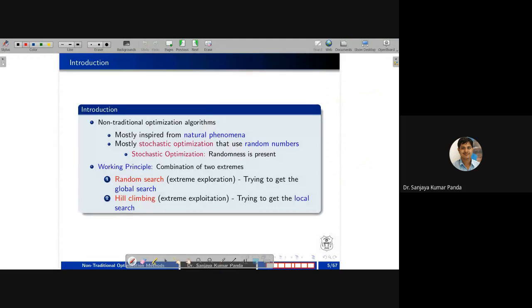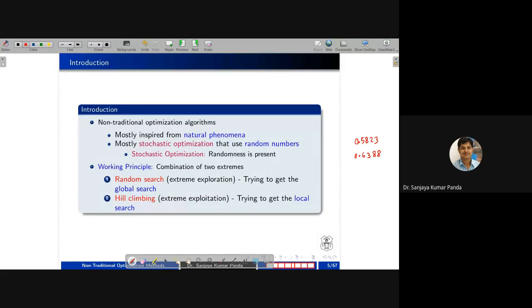When you go for non-traditional optimization methods, mostly these methods are either biologically inspired or based upon nature, based upon animals, based upon different behaviors of different objects also. If you go for non-traditional optimization algorithms, mostly they are stochastic in nature. Stochastic means randomness is present in such types of problems. Like if I ask you to generate a random number between 0 and 1, you can say the random number may be 0.5823. The random number may be 0.6388. So these are nothing but randomness.